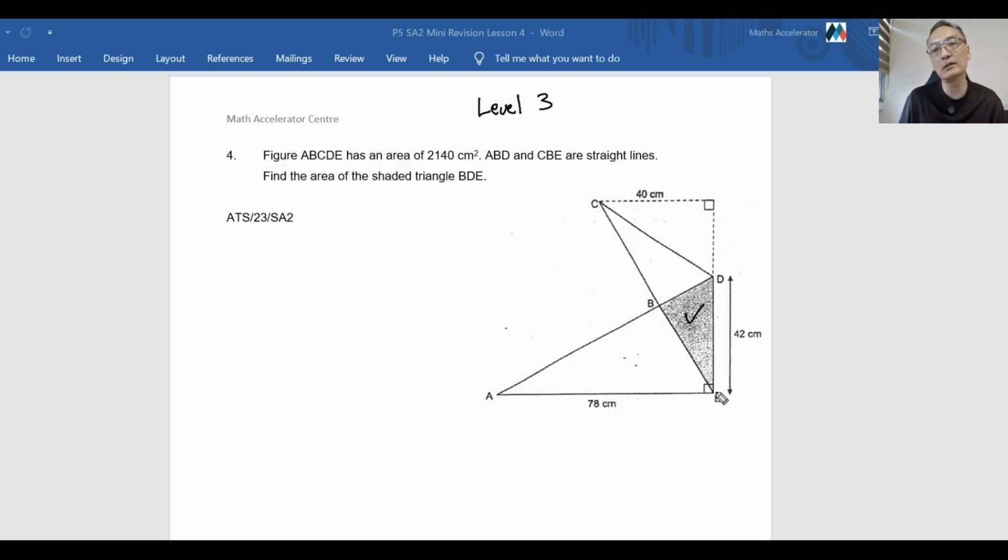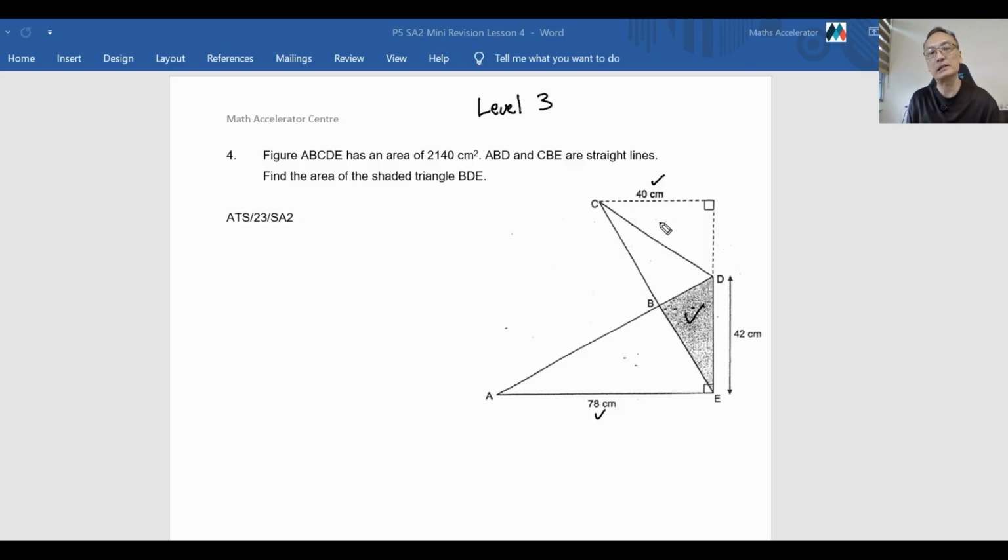Okay, so we have a triangle here, but we do not know the height of the triangle, so we cannot use the formula directly to find the area of this shaded triangle. However, we can see that we have some dimensions here. We have 40 cm, we have 78.